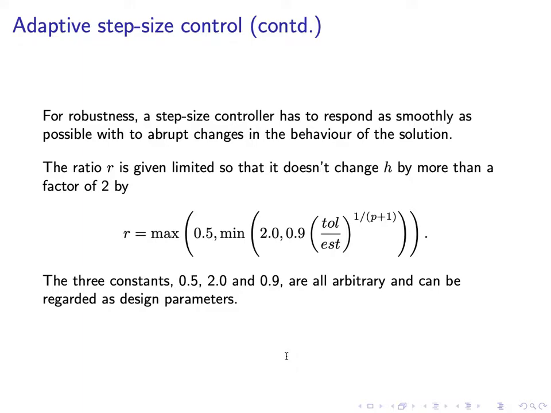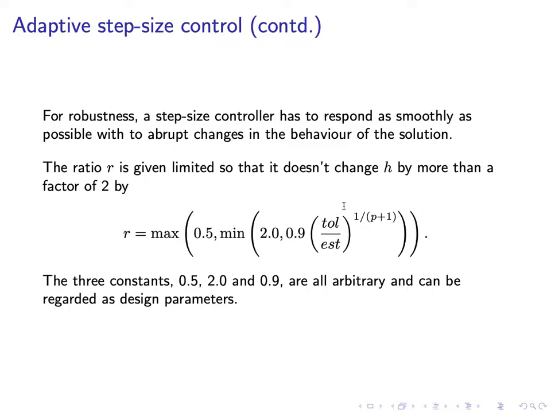Now, for robustness, we don't want our h to change too much, because if you have large abrupt changes in h, you can affect the stability of the method. So what we do is we actually try and limit r so it never more than doubles our step length or never more than halves it. Okay, so there's that subtle changes, and to do that we make use of maximum and minimum functions.